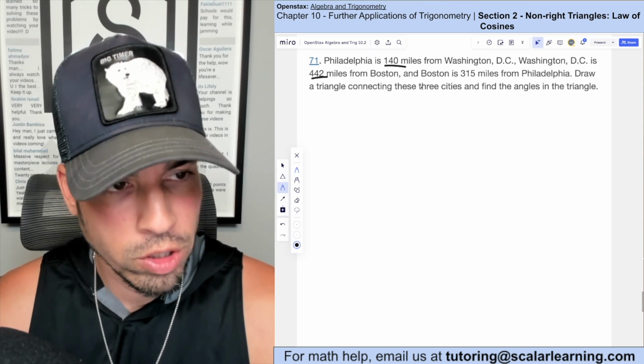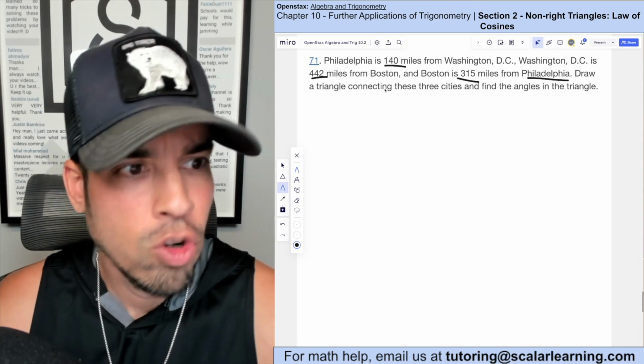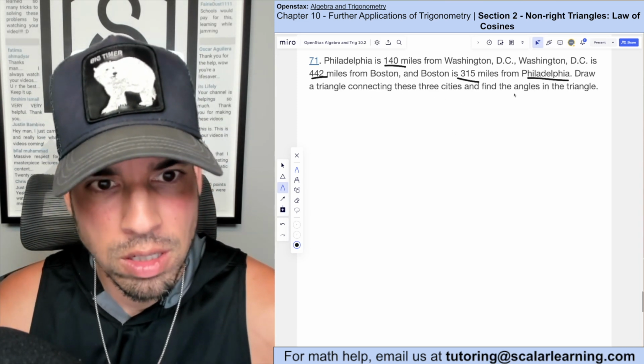Philadelphia is 140 miles from Washington. Washington is 442 miles from Boston, and Boston is 315 miles from Philly. Draw a triangle connecting these three cities and then find the angles.